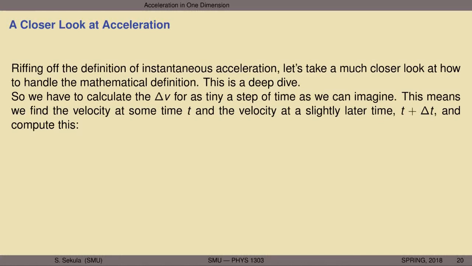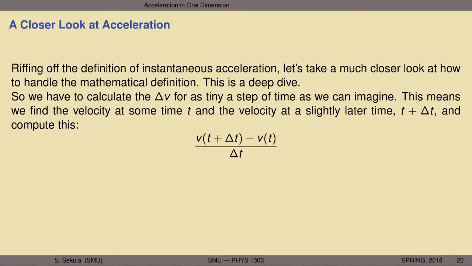So let's imagine that we can find the velocity using some kind of instrument. We can find the velocity at some time t. And then using that same instrument, we can find the velocity again at a slightly later time, t plus delta t, where delta t is some add-on to the original time of our first measurement. And so we can just go ahead and compute this. We can compute the average acceleration using the sampling of the velocity at time t and the sampling at the slightly later time, t plus a little delta t. So let's write that down.